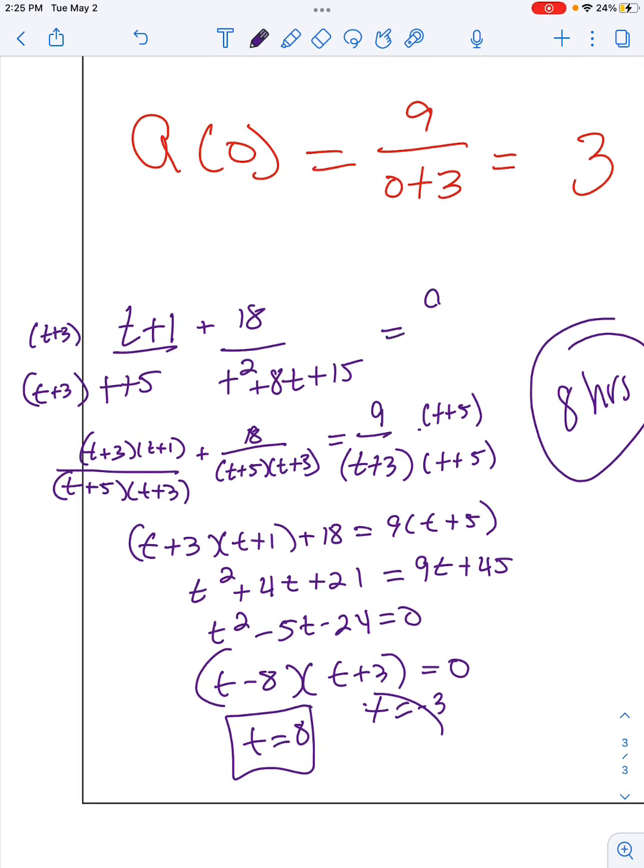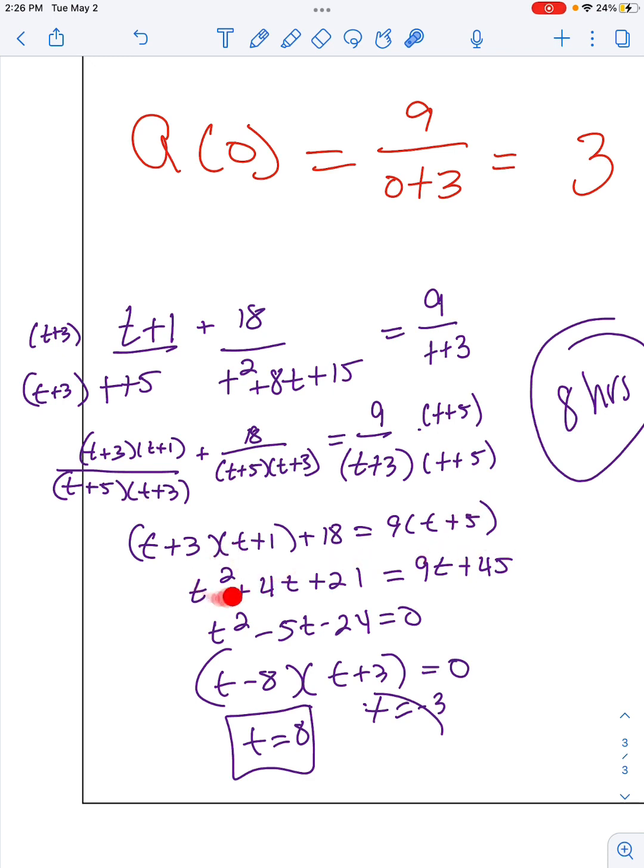So this is going to equal 9/t plus 3. So we're going to get common denominators. Okay, common denominators. So for this expression here, in order for these to be the same, I need to multiply this by t plus 3. And then on this side, I have to multiply by t plus 5. Now that they all have the same denominator, we can set them equal to each other. So t plus 3 times t plus 1 plus 18 equals 9 times t plus 5. We go ahead and we distribute.